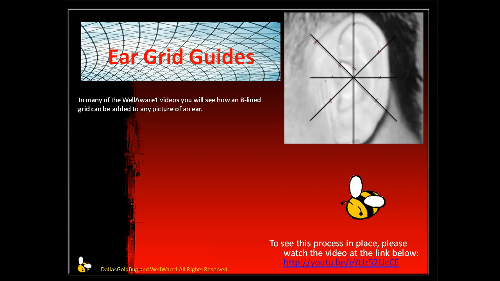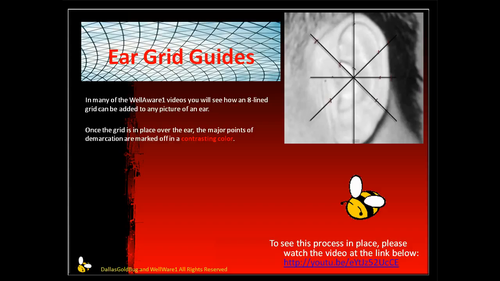In many of the Well Aware One videos, you will see how an 8-lined grid can be added to any picture of an ear. Once the grid is in place over the ear, the major points of demarcation are marked off in a contrasting color. When doing this, be careful a shadow caused by the direction of light is not confused with the edge of the ear.